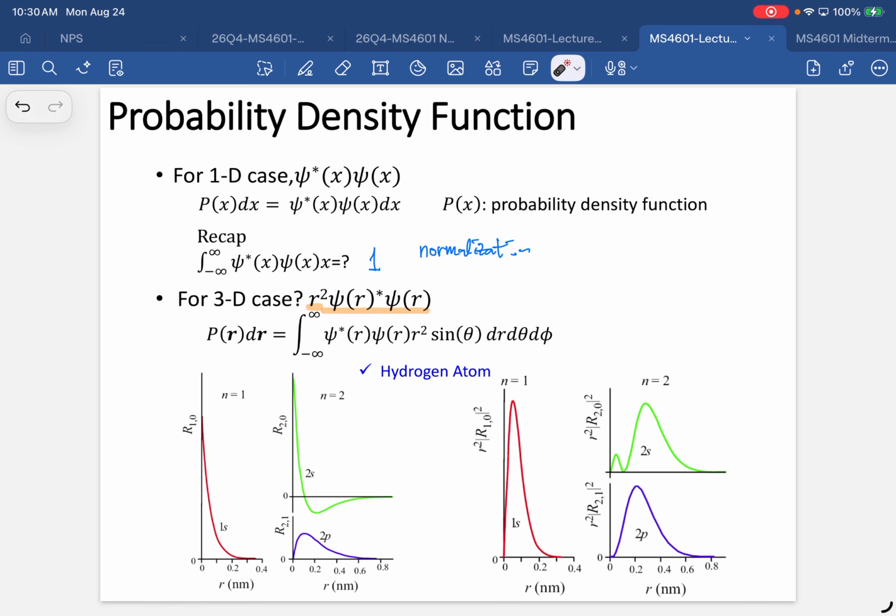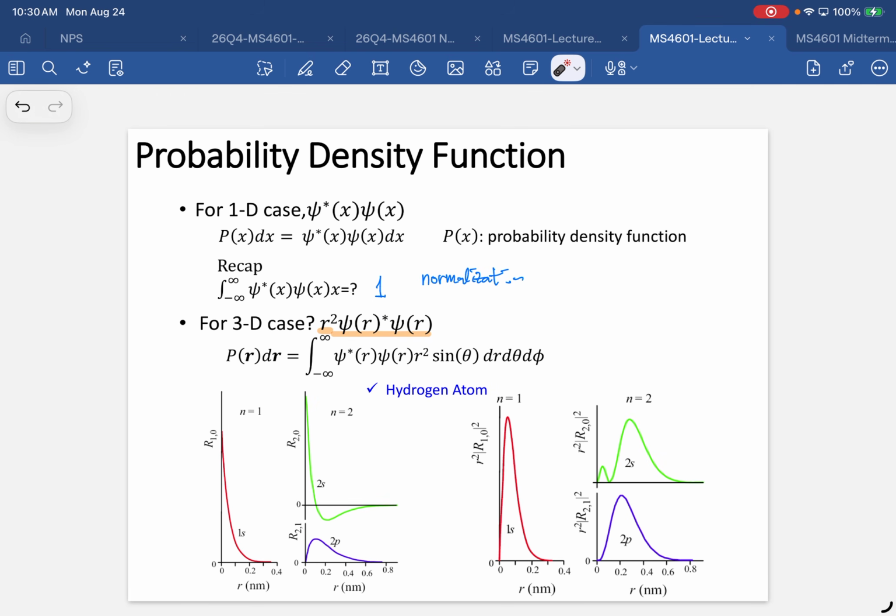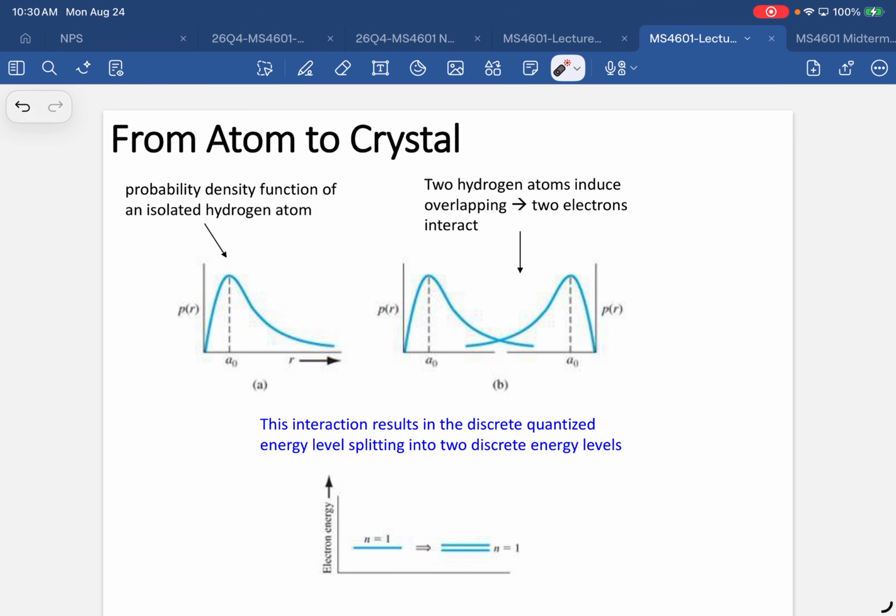So this is what we already learned, and now we are going to try to construct a crystal. We were focusing on just an individual atom, but now we are going to construct crystals. To build a crystal, you have to bring many atoms together. So here, this is the probability density function of an isolated hydrogen atom, or single atom, and now we are bringing 2 atoms close to each other.